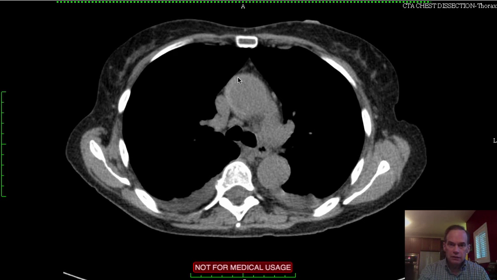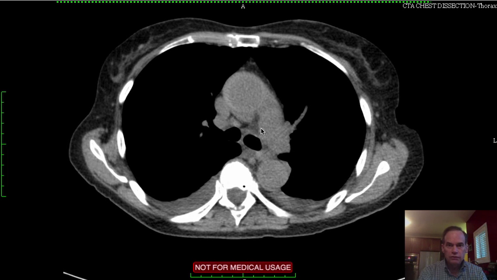And the abnormality is this crescentic high attenuation that is between 50 and 60 Hounsfield units. You don't see anything like that in the perimeter of other vessels or in the descending aorta. This is the ascending aorta. Let's follow it down a little bit more. Now it's becoming a little more conspicuous.